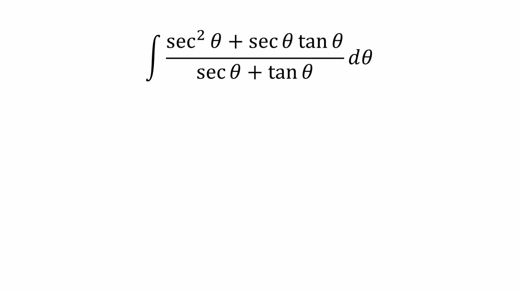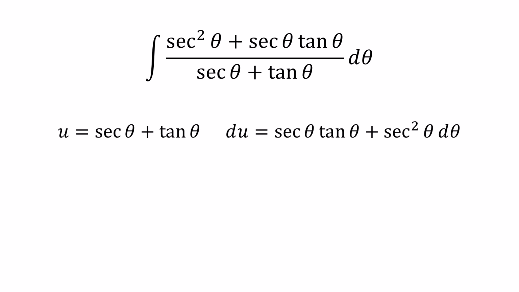Next, we let u equals secant of theta plus tangent of theta. The differential is then du equals secant of theta tangent of theta plus secant squared of theta d theta. Substituting into the integral, we arrive at the integral of 1 over u du.